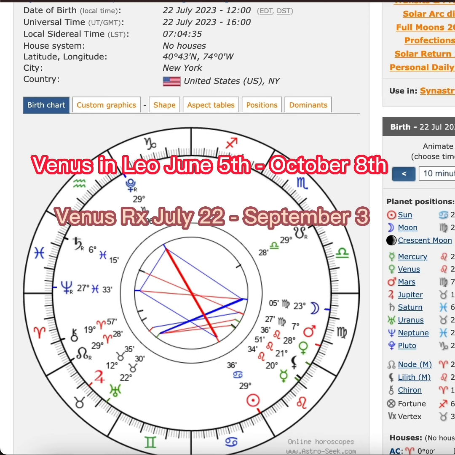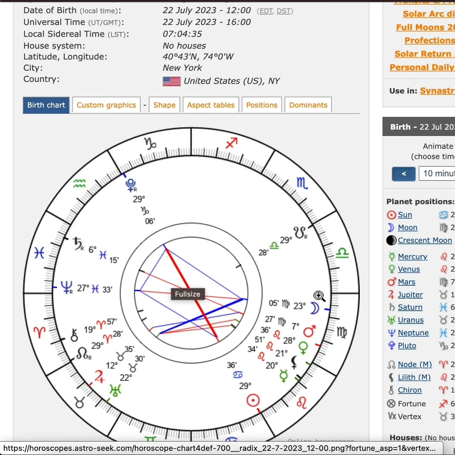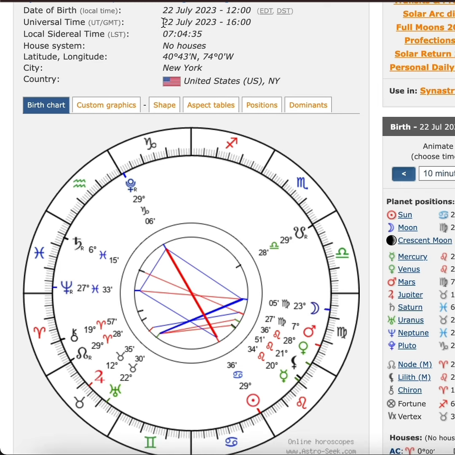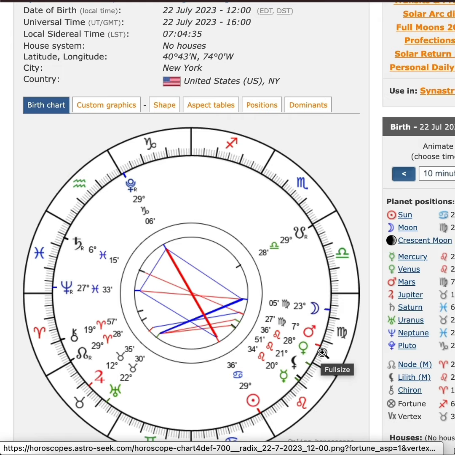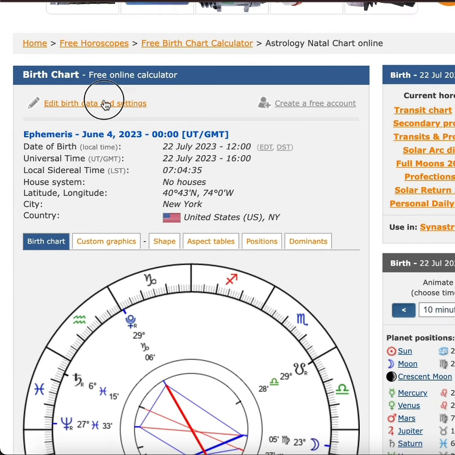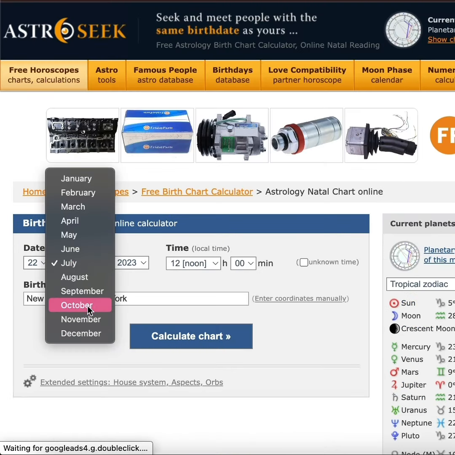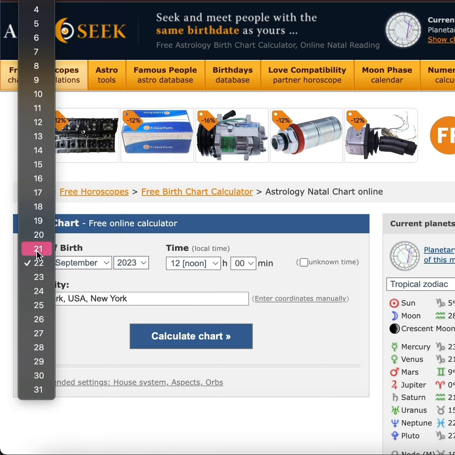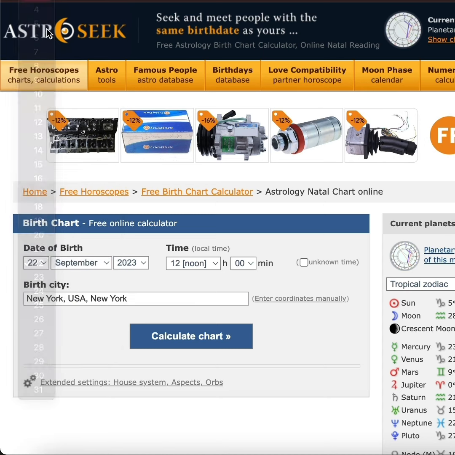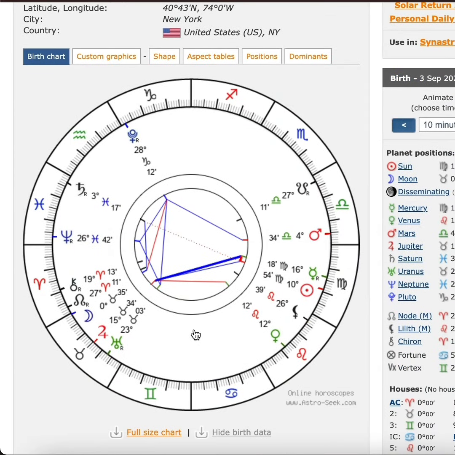Venus will also go retrograde July 22nd, and it will stay retrograde till September 3rd of 2023. It will go retrograde at 28 degrees Leo. And let's see when it enters back in September. I believe Venus will be all the way at 12 degrees Leo. It's important. So write down these degrees so you can also look for this in your natal chart.